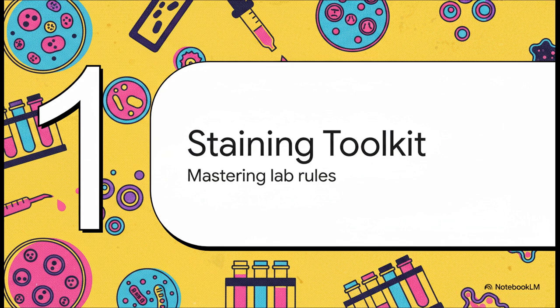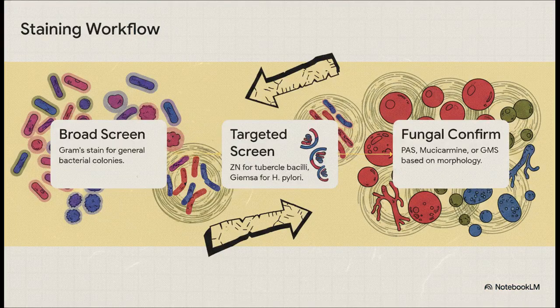Time to master the rules of the lab. You see, building a logical, step-by-step workflow is absolutely foundational. You don't just guess out there, right? You follow a proven pathway. Step 1 is always your broad bacterial screen, using a standard Gram stain. If you suspect a specific bacterial colony, you slide right into Step 2 for targeted isolation, using tools like the Ziehl-Neelsen stain. But if your clinical gut says it's a mycosis, you pivot entirely to Step 3, fungal confirmation, where you'll deploy PAS, mucicarmine, or GMS, depending on the suspected morphology.